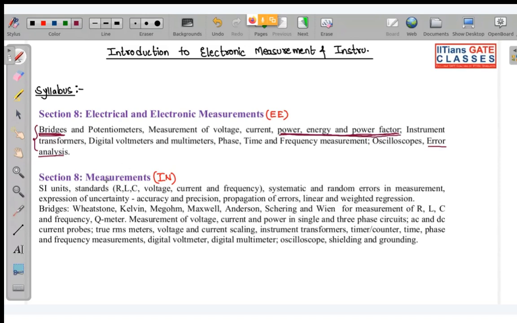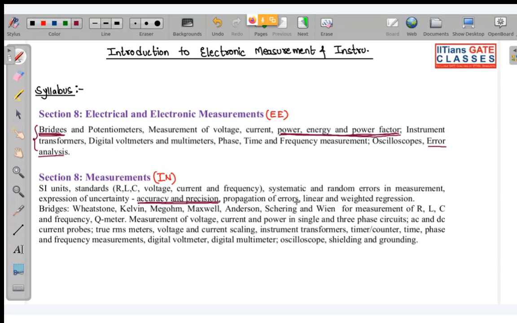Now coming to instrumentation, you have SI unit, standard RLC, voltage, current and frequency, systematic and random errors in measurement, expression of uncertainty, accuracy and precision. Can anyone tell me what is the difference between accuracy and precision? We are engineers, we should know this much. Okay, so I will leave that as homework. Find out yourself what the difference between accuracy and precision is. In the next class, I am going to ask you once again.